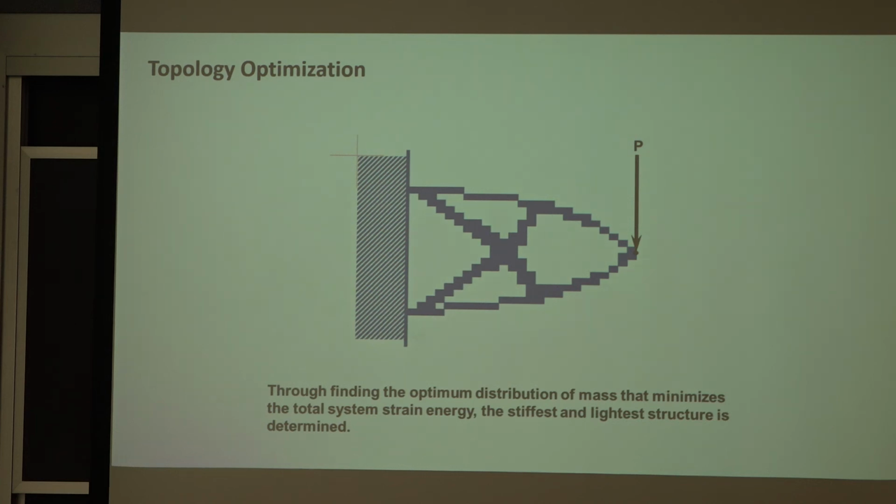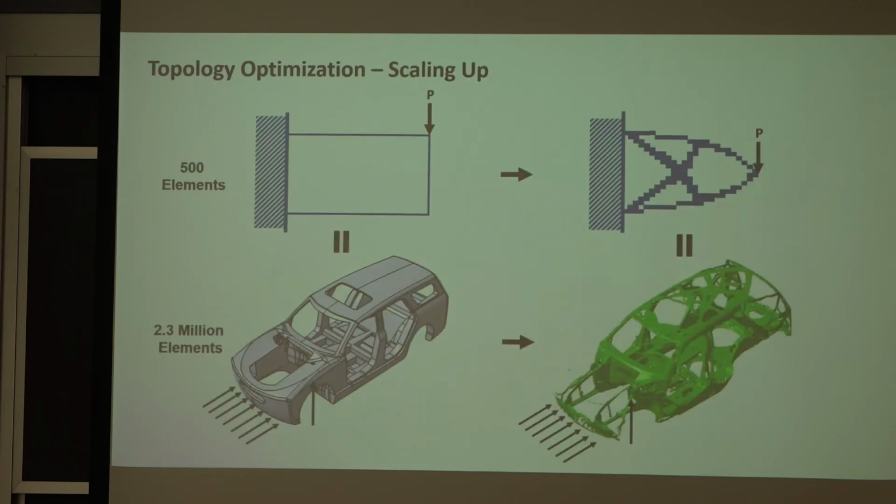Once it's figured that out, it'll show you the shape, the most efficient places to put the load path. And for that cantilever beam, it looks something like this. Now, this is very easily scaled up when you've got powerful computers.